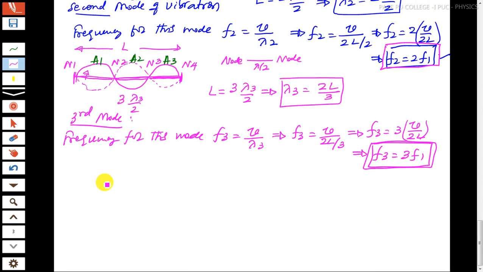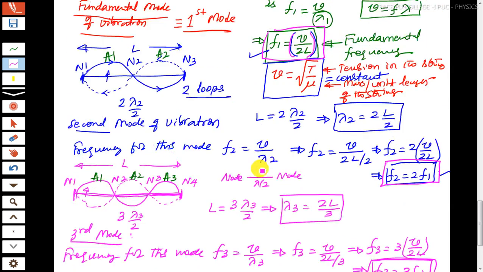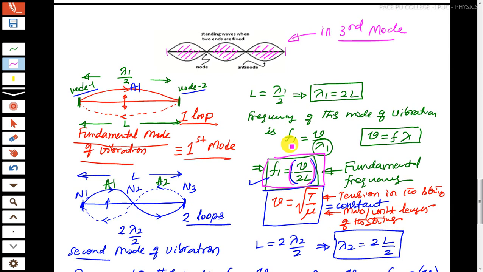In general, the modes of vibration are in the ratio F1 is to F2 is to F3, which is definitely 1 is to 2 is to 3. If it is for F4, it is 4. So you can go like this: 1 is to 2 is to 3 is to 4 is to 5. Okay, so these are all about the first 3 modes of vibration formed on a stretched string.